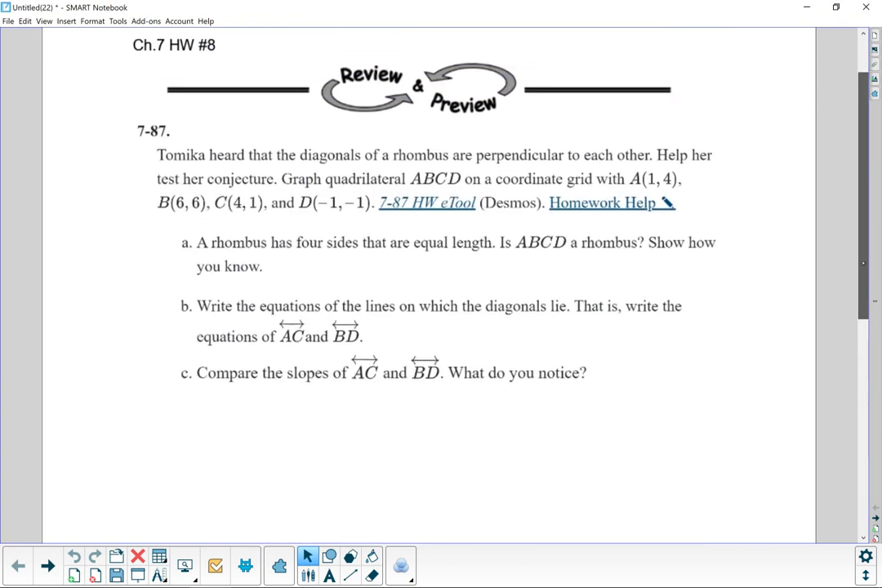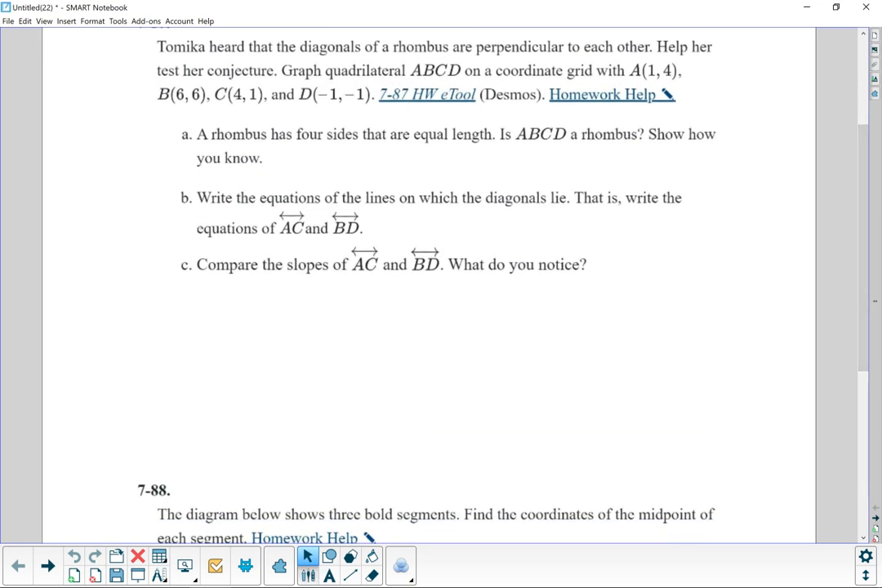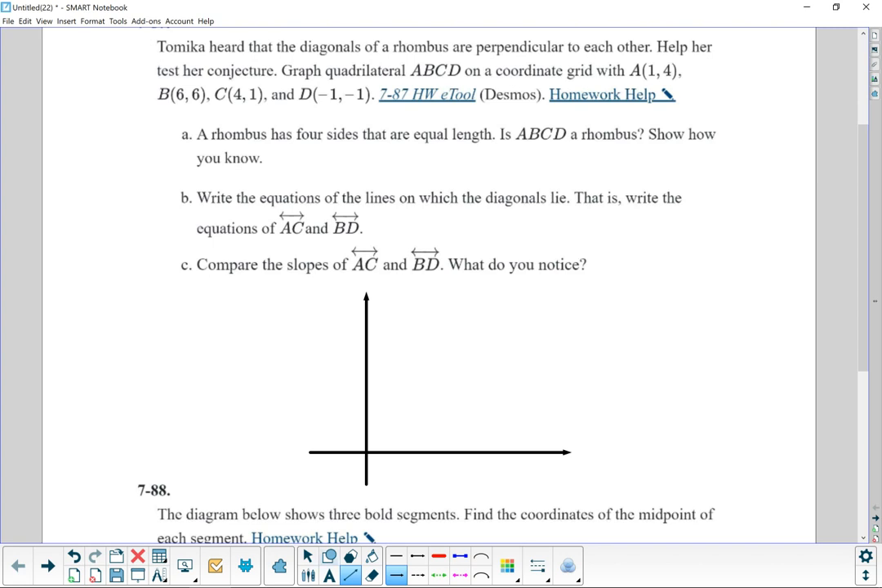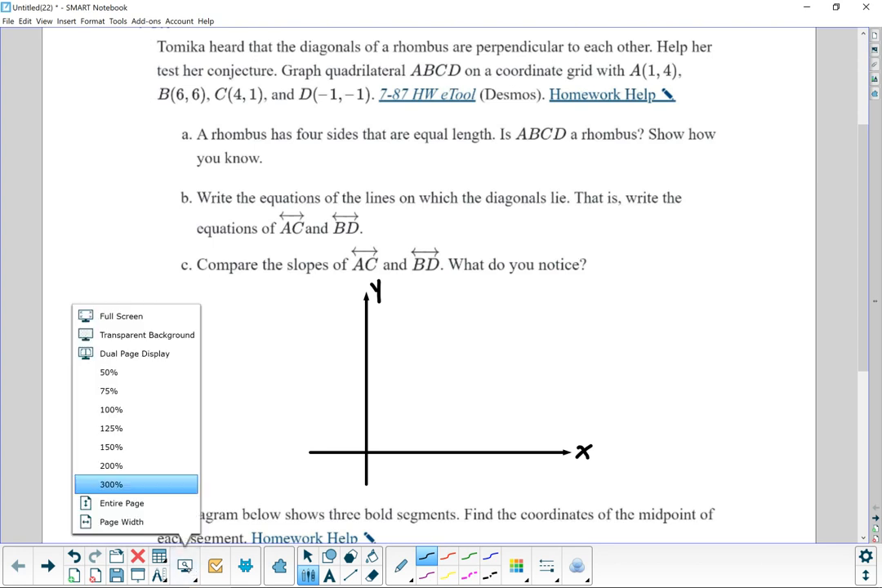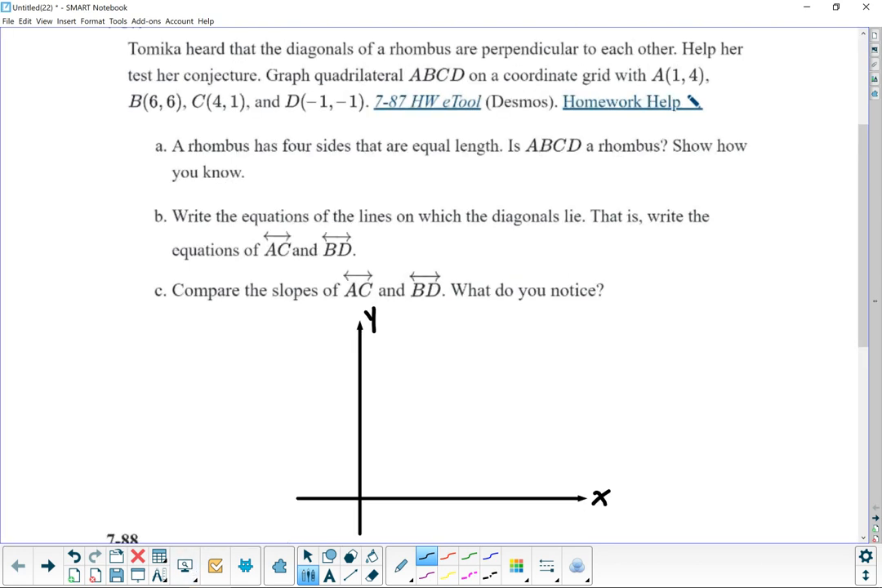All right, so I'm just going to go ahead and graph that. I'm going to draw my axes. I think most of this is just right down the middle. So that's my y-axis, that's my x-axis. A is (1, 4), so 1 and 4. I'm going to put that. That's going to be A.